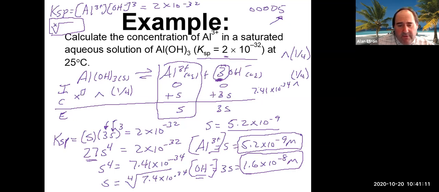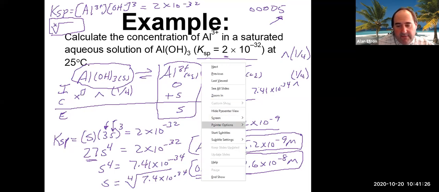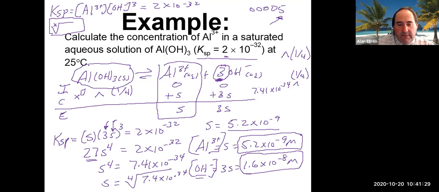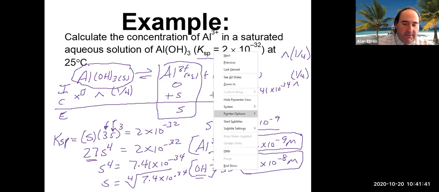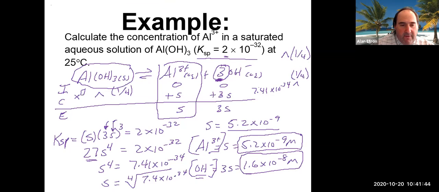So this is what I was talking about earlier, how we could relate it back to this. For example, if we looked at the hydroxide concentration at equilibrium, it is 1.6 times 10 to the minus 8. If we wanted to relate the hydroxide concentration back to the whole thing, we would have our 1.6 times 10 to the minus 8 moles per liter of hydroxide. Then we could do a little stoichiometry, and it is a 3-to-1 relationship. So for every 3 moles of OH minus, we get 1 mole of the whole thing.